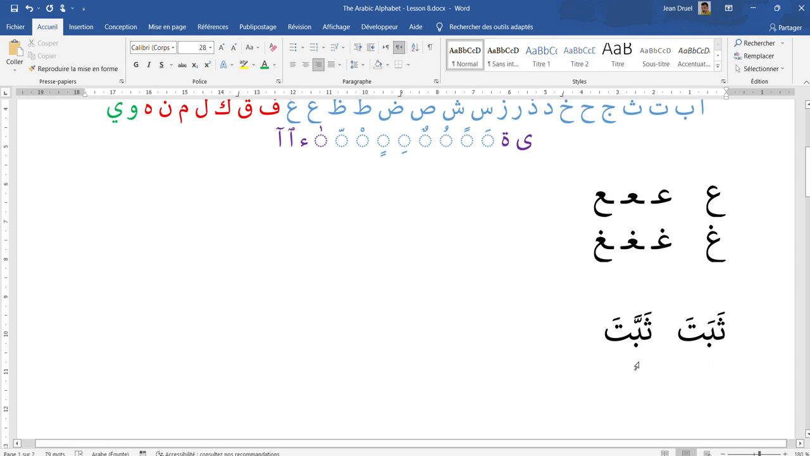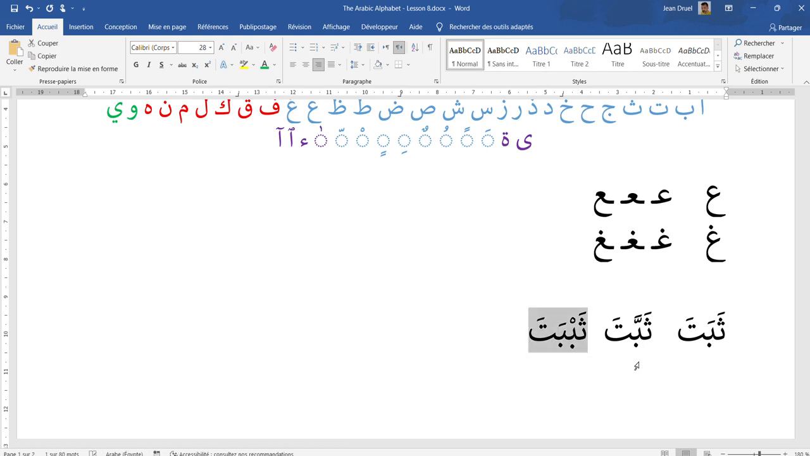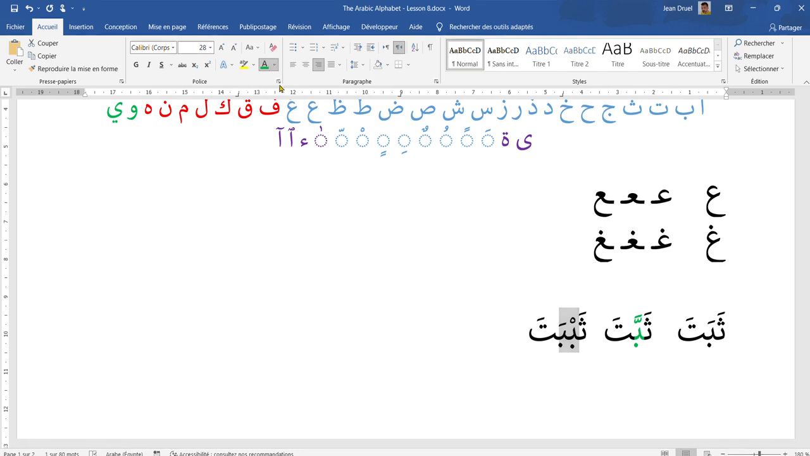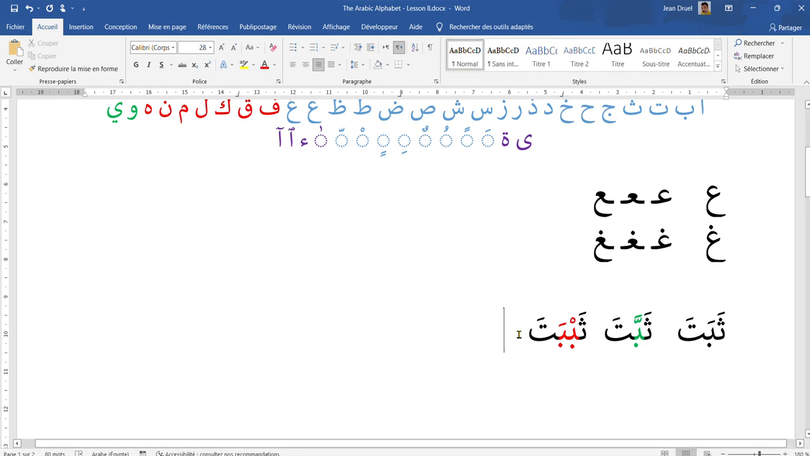Sabata, sabbata. And actually what happens, it's as if I was doubling the B, with a sukun on the first one. So this is exactly what I pronounce. The pronunciation of this one is exactly the same as this one, except that this one does not get written. We don't write like this. So here I can put this in green. It's the correct spelling, and this I would put in red. This is not the way it should be spelled. But the pronunciation is exactly the same.